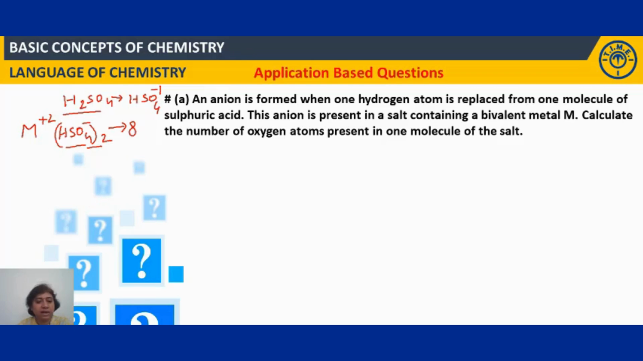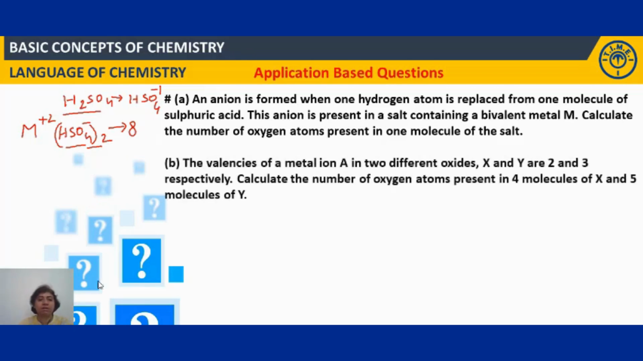Let us look at the next question of this section. The valencies of a metal ion A in two different oxides X and Y are 2 and 3 respectively. Calculate the number of oxygen atoms present in 4 molecules of X and 5 molecules of Y. Fine. So that means the metal ion A has variable valency. Let us identify the formula of the oxides X and Y.